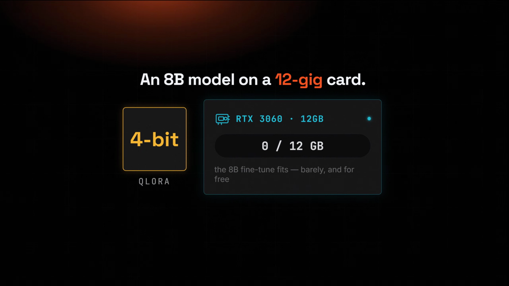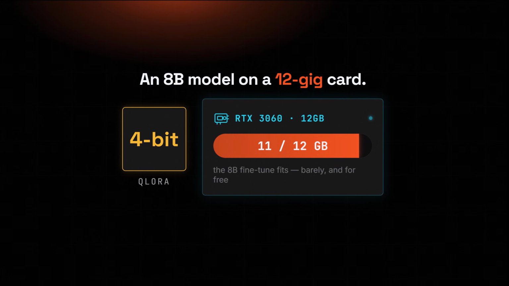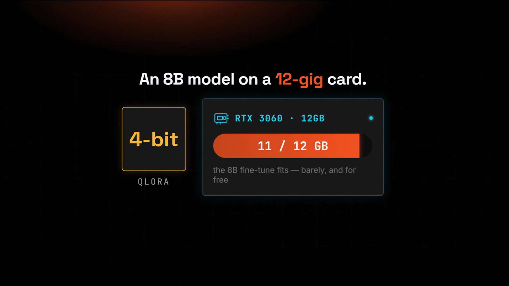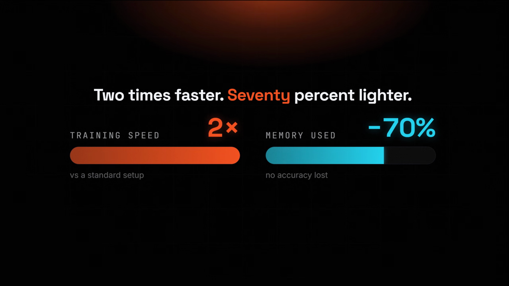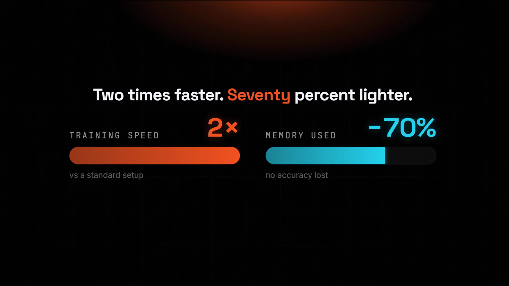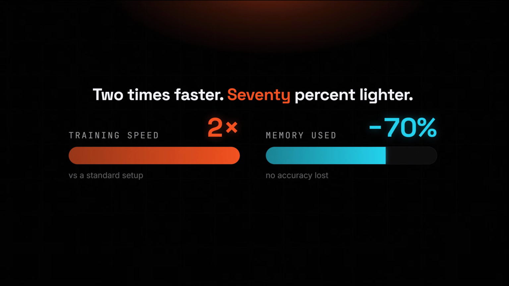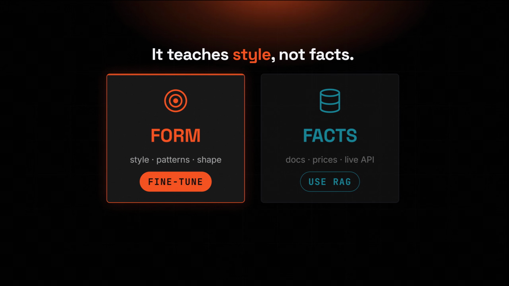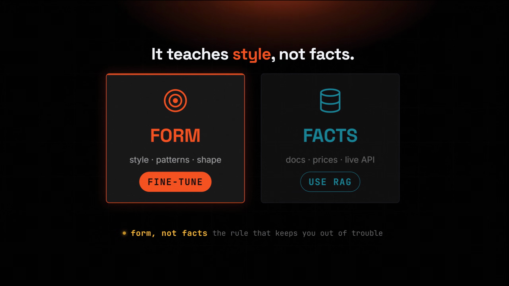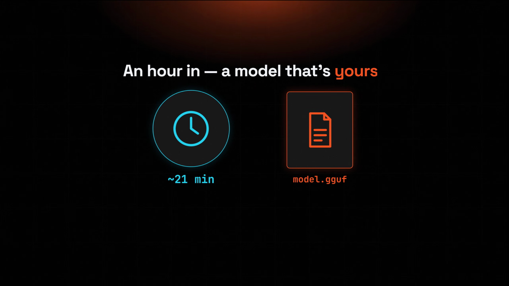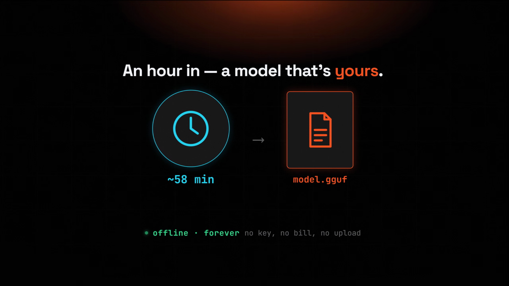Stack 4-bit on top, QLoRA, and an 8 billion model fine-tunes on a single 12 gig card. Unsloth makes that run 2 times faster, using 70% less memory with no drop in quality. Now the honest part, up front. This teaches the model your style and patterns, not facts that change. Roughly an hour of training, and the result is a file on your disk.